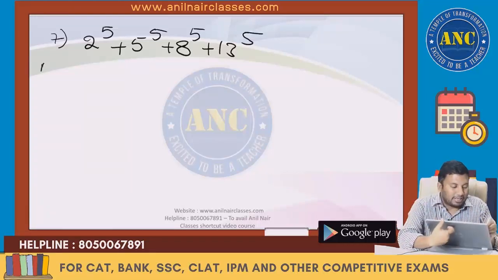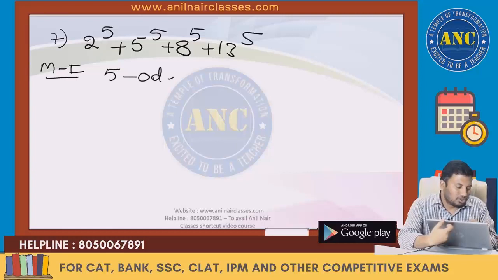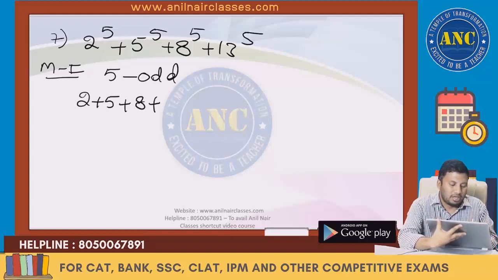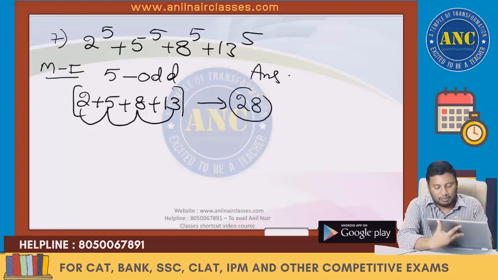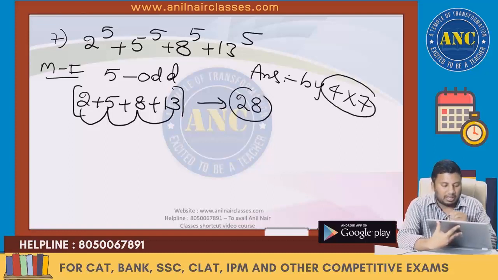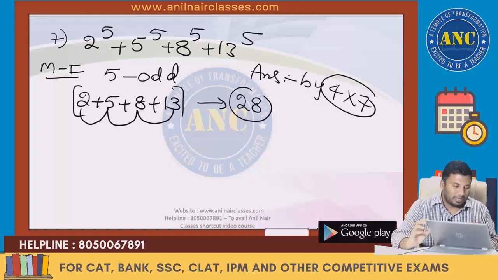One way to look at it is method 1. 5 is an odd number, so it is divisible by the sum of its bases. 2 plus 5 plus 8 plus 13: 7 plus 8 is 15, 15 plus 13 is 28. The answer should be divisible by 4 and 7. I hope it is clear.